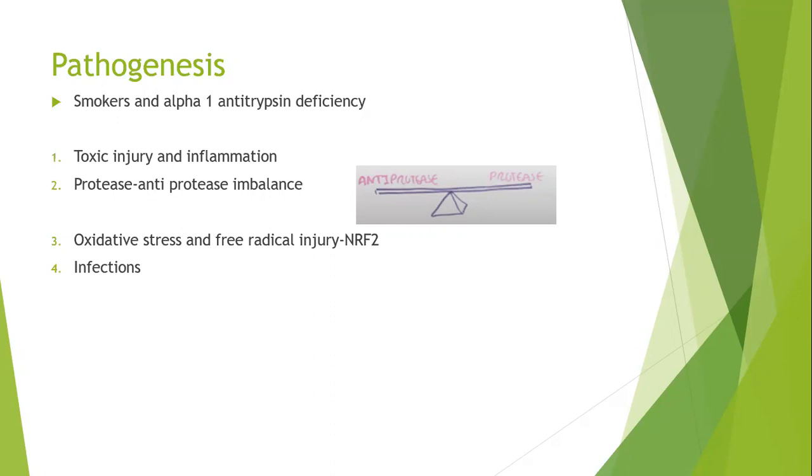Then there is something called a protease-antiprotease imbalance, which I will come back to later. Then there is oxidative stress and free radical injury. When a person who smokes takes in a lot of particulate matter, this particulate matter as well as the inflammation ends up producing a lot of free radicals, which cause injury.